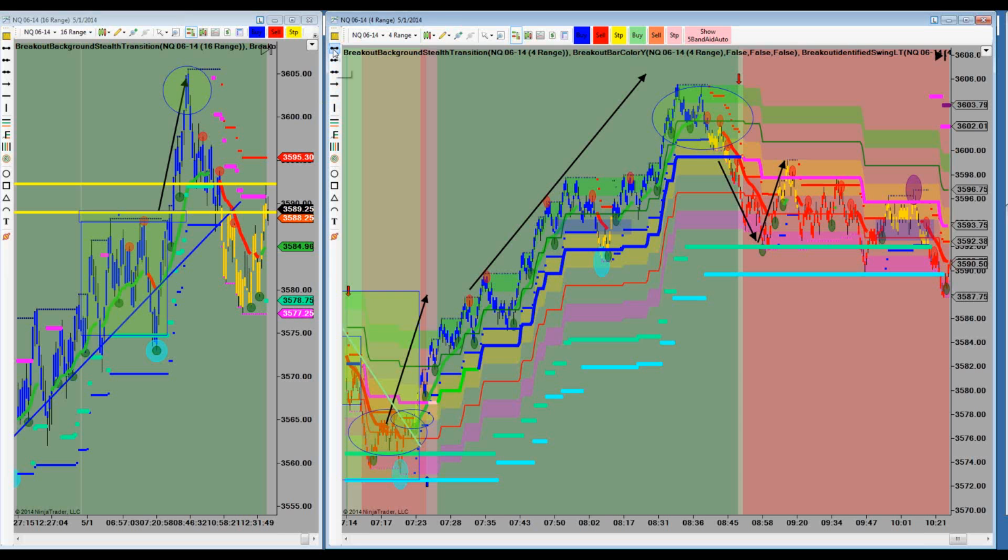It came right back up to a prior support area. It holds it as resistance. It rolls over. The background turns red. You have a red stealth. The bars turn red. Everything starts stair-stepping down. Now you're selling resistance. You're taking shorts here.